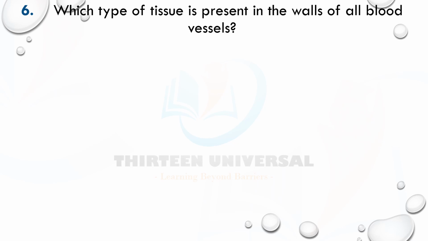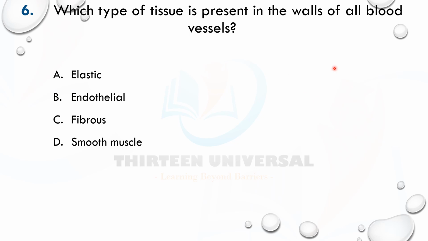Okay, so which type of tissue is present in the wall of all blood vessels? Is it elastic? No, elastic fiber is found in arteries and veins. Endothelium is found in everything. Smooth muscle is found in artery and vein. Fibrous, of course, not really. So what you find in all of them is endothelium.